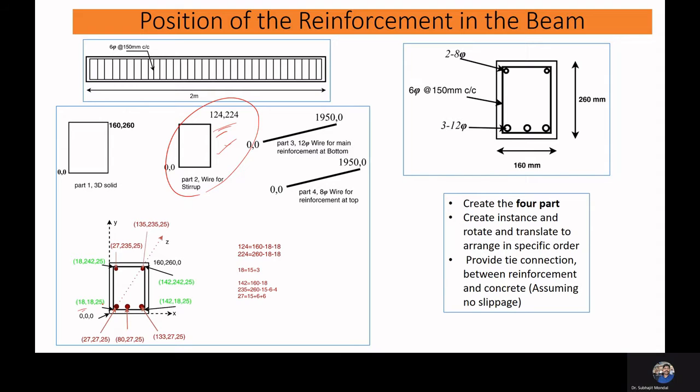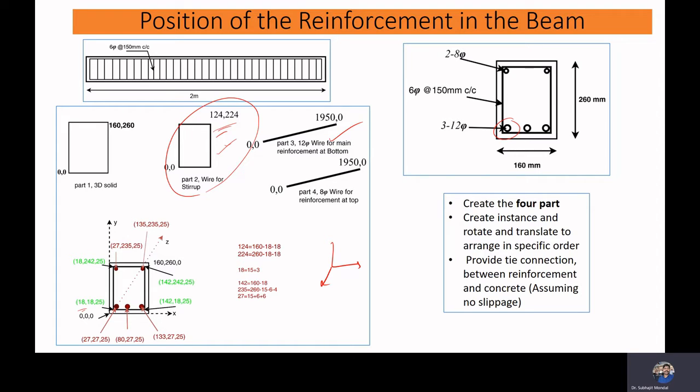Next is part 3, that is corresponding to the main reinforcement. That is your 12 mm diameter bar, and we have 3 bars. Now again, we have to identify what the coordinates should be in the XYZ coordinate system.